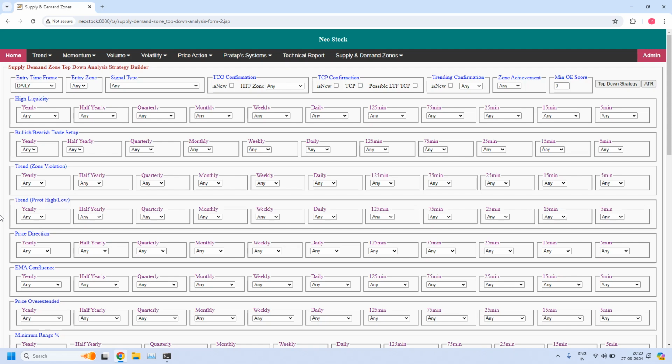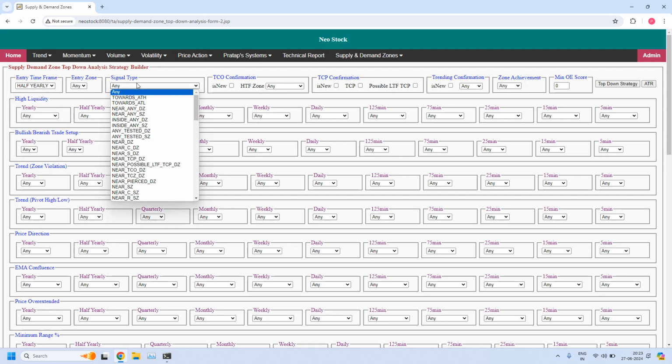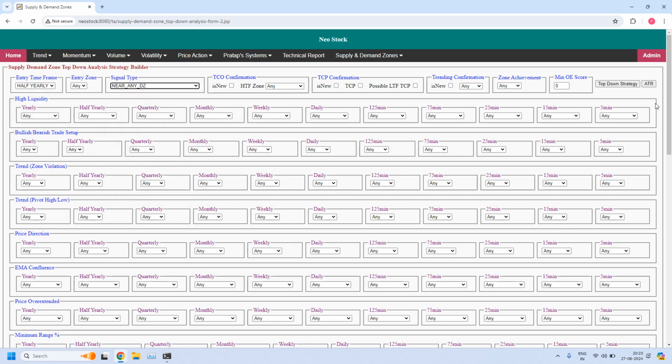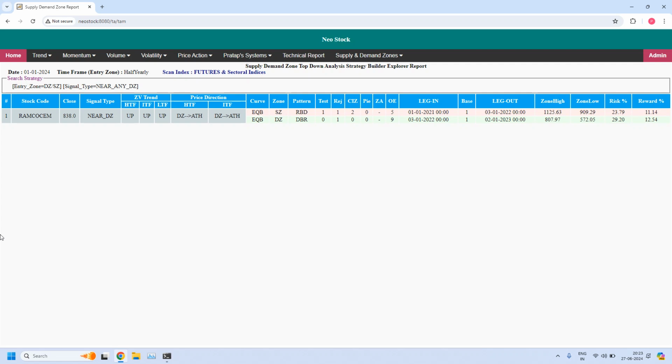So first, let us start with finding the stocks near half-yearly demand zone. So entry time frame is half-yearly. Let us find the stocks near half-yearly demand zone. One stock is filtered near to the half-yearly demand zone. I'll be giving you only a few seconds to watch the report and then move on to the next report. You just need to pause the video and then you have to study all these parameters for your analysis purpose.